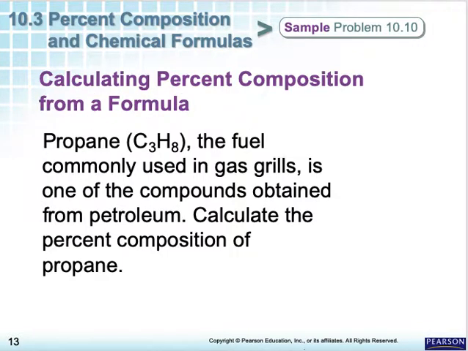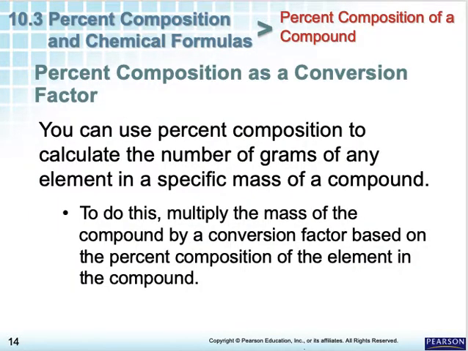So propane, C3H8, is commonly used in gas grills. What is the percent composition for propane? So we're going to use the empirical formula or the molecular formula to calculate the mass of each element using the periodic table, just based on the formula of the compound. And we would multiply by any subscripts that we have in the formula, and then we're able to calculate the mass percent of each element.